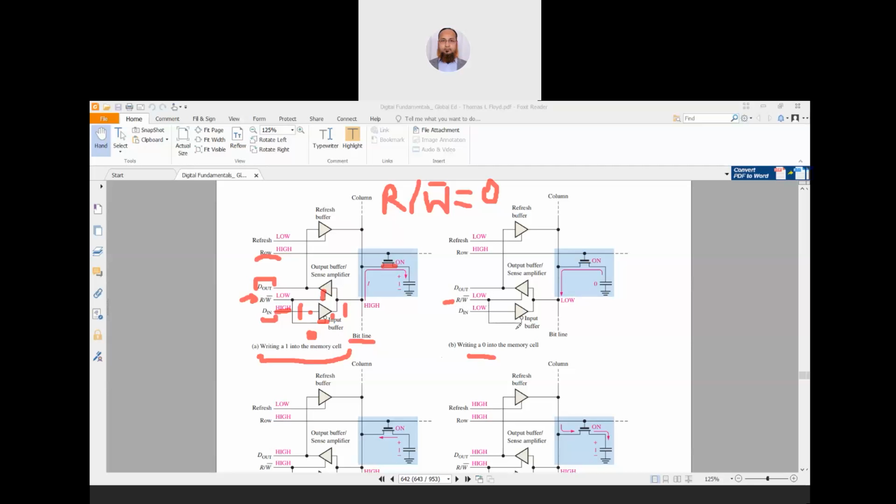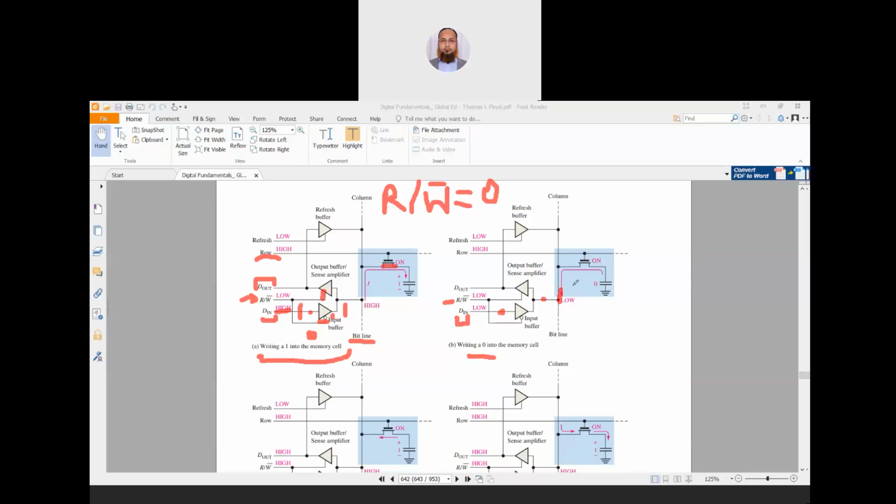So this is low, and the input buffer will be enabled. We want to write a 0, so we will apply a low signal here at the input side. Since this is low and this is also low, if the capacitor was charged to 1, the capacitor will start discharging through the circuit.